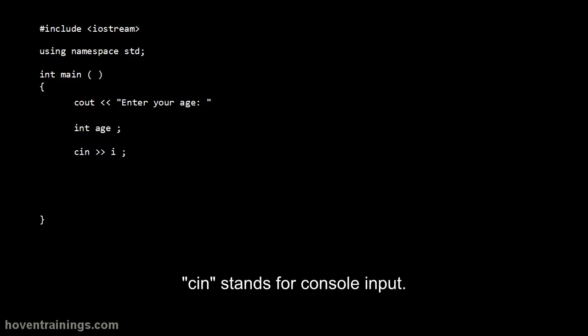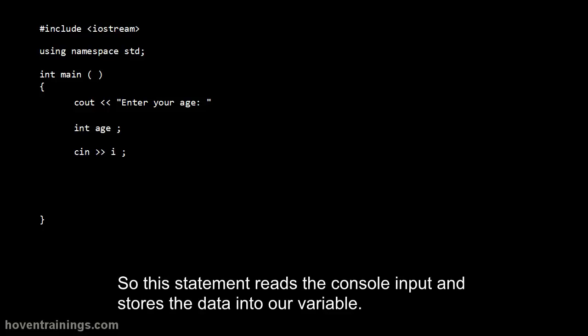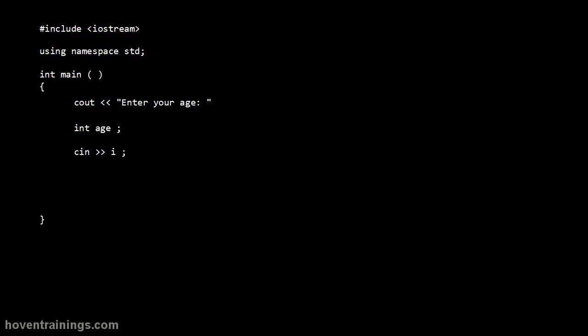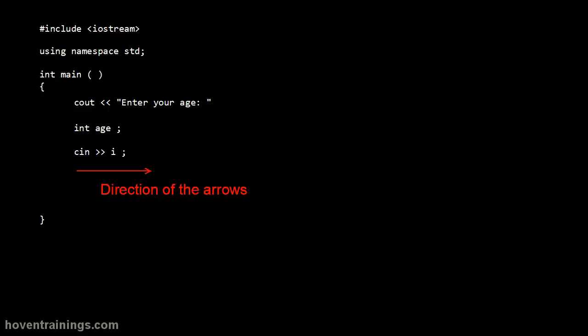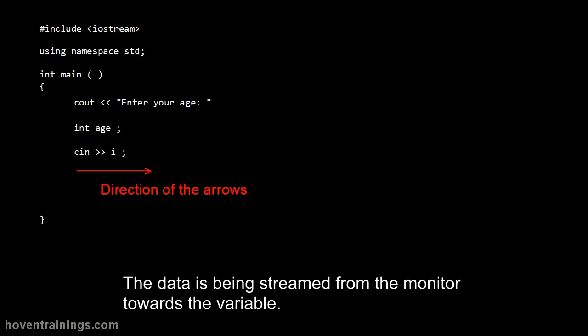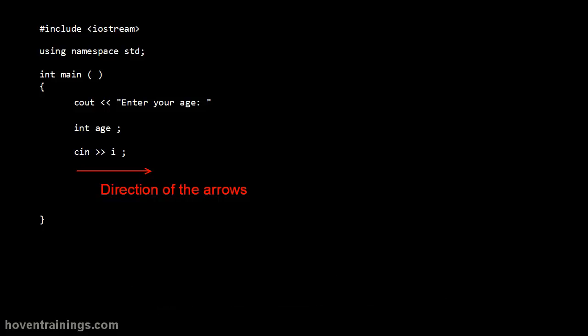CIN stands for console input. So this statement reads the console input and stores the data into our variable. The direction of the arrows indicates the direction in which the data moves. The data is being streamed from the monitor towards the variable.